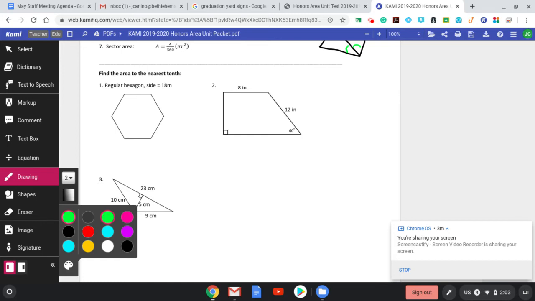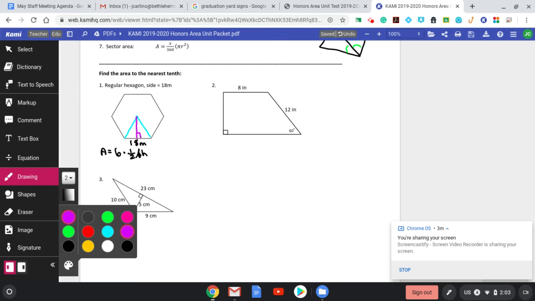For number one, find the area to the nearest tenth of this regular hexagon. A side is 18 meters. And remember how we're doing these? We're creating, in this case, six congruent triangles. So the area formula for this one is going to be 6 times 1/2 base times height, which is the area formula for a triangle. We already know the base is 18. What we're going to have to find is that height right there.